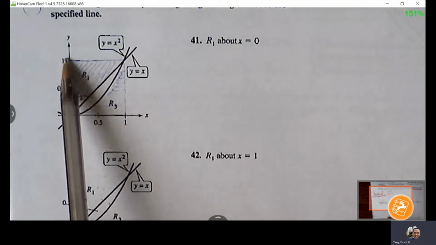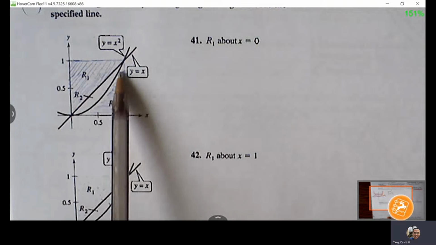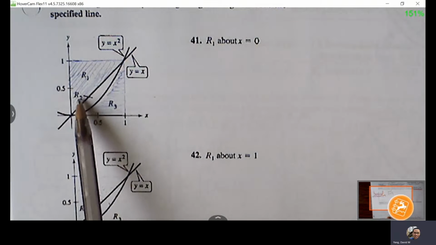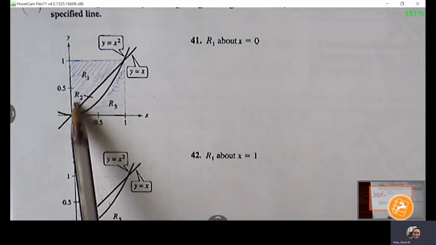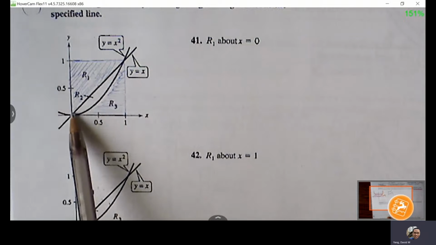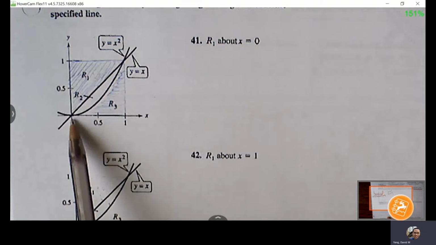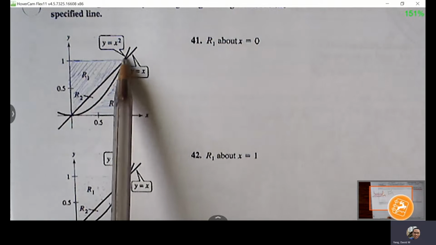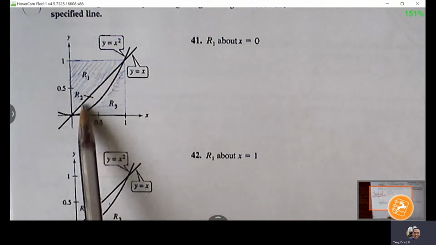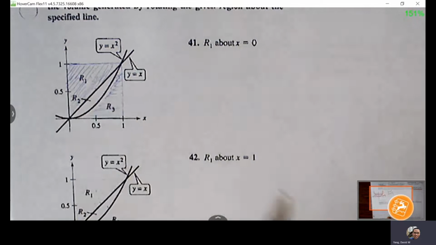R1 is this triangle with the hypotenuse that's at y equals x. Region 2 is this region between the curve and y equals x. And region 3 is this triangle-looking shape with that curve there. So there's R1, there's R2, and R3.